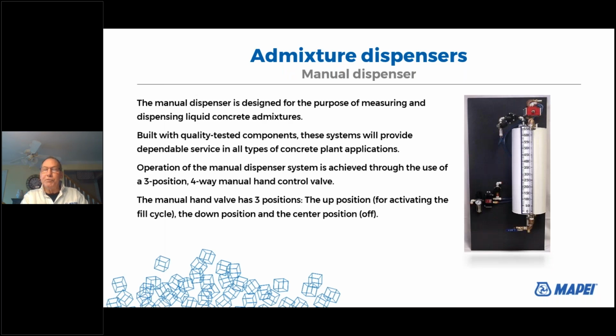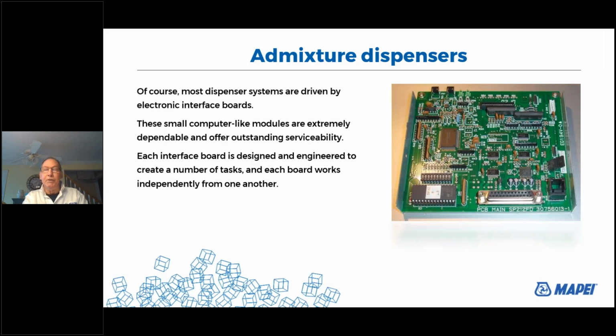Manual dispensers are exactly that. It's very simple. It's a three-position valve: down to fill, up to discharge, and you just watch the sight gauge on the right-hand side as it fills and discharges. It's very simple and very inexpensive, and it's the type you'd like to have on road projects or direct feed systems, which we'll talk about very shortly. And of course, electronics drive everything, the interface boards.